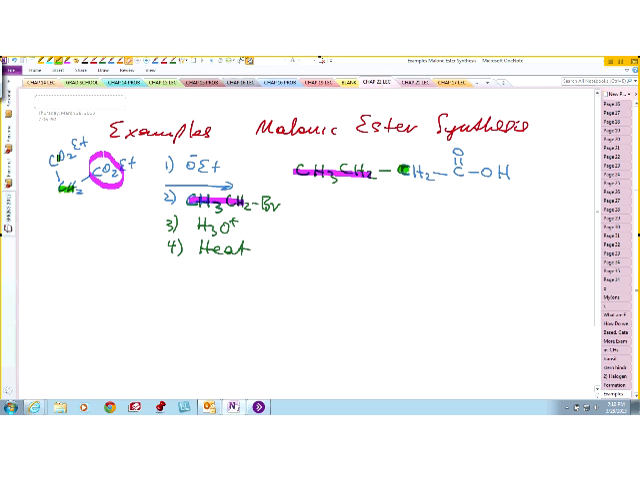Now supposing we want to do two alkylations. Start doing malonic ester synthesis again. Step 1, ethoxide. What do you get at that point? Enolate anion, very good. Then step 2, you add your alkylating agent. Since we want to use ethyl bromide, let us go ahead and use that.